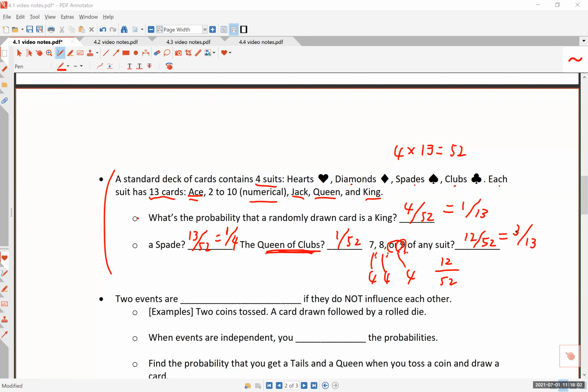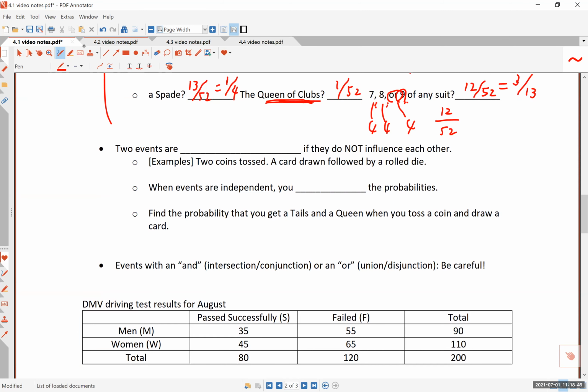All right, the next point. 2 events, and this is an important word here. 2 events are called independent. I have used this word before, the third coin toss or coin flip is independent of the first 2. It means that the probability is not influenced by other things. Okay, so 2 events are independent if they do not influence each other in any way whatsoever.